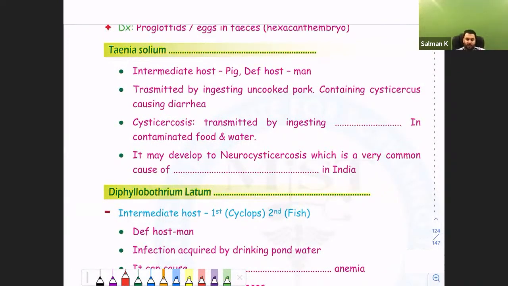You can get it by ingestion of eggs which are present in contaminated food and water. So even a strict vegetarian can develop this disease, neurocysticercosis. Now, this is a very important cause of seizures in India. It's a very important cause of seizures in India.